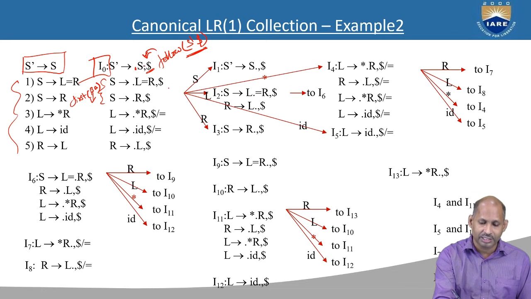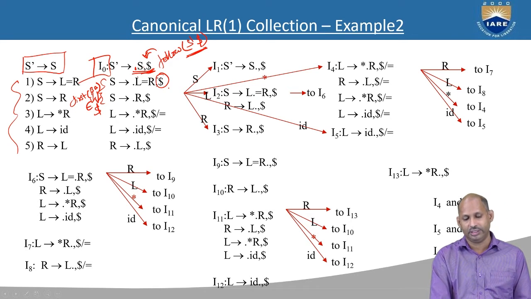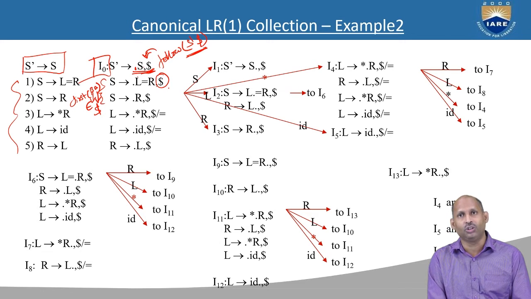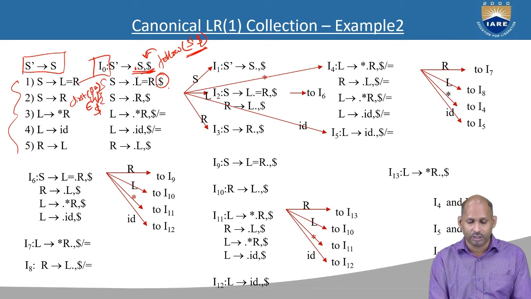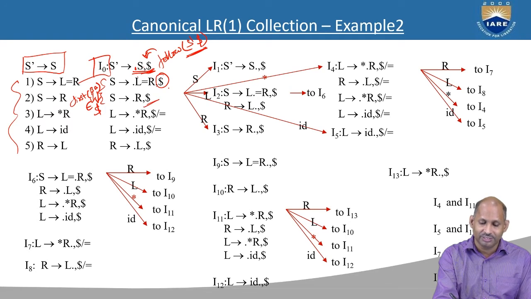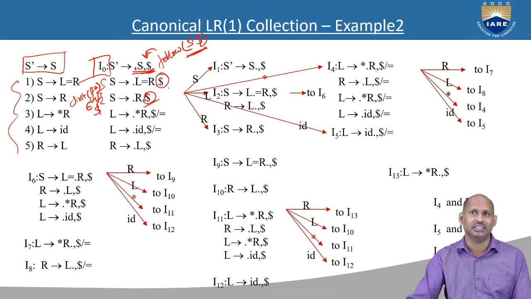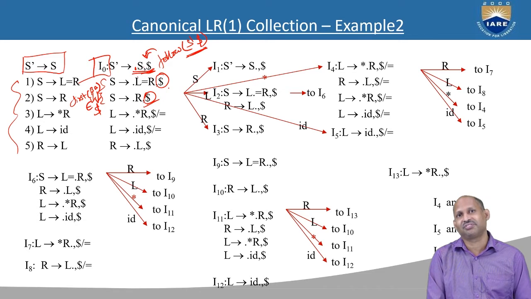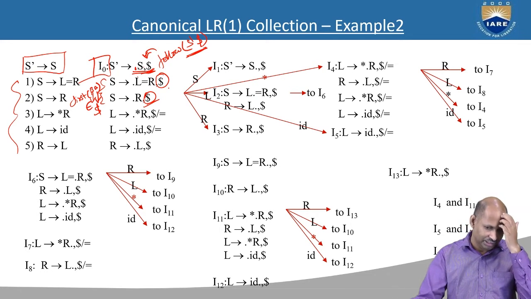So for S, here beta will be epsilon from this one, and here A will be the dollar sign. First of epsilon dollar is dollar, so simply it is the dollar. So for both productions, it is a dollar sign.